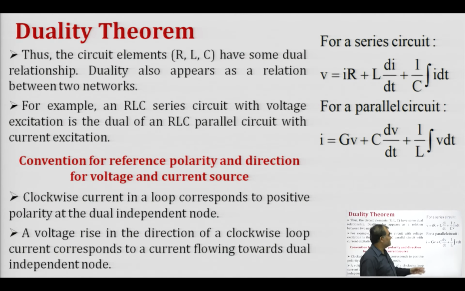As we can see from these two equations, for a series RLC circuit, we write the equation V equals I R plus L dI dt plus 1 by C integral I dt, and for a parallel circuit, the dual of voltage is current, the dual of current becomes voltage, resistance becomes conductance, inductance becomes capacitance, and so on. So, if we know the equation in one form, then we can directly write down the dual of that equation.